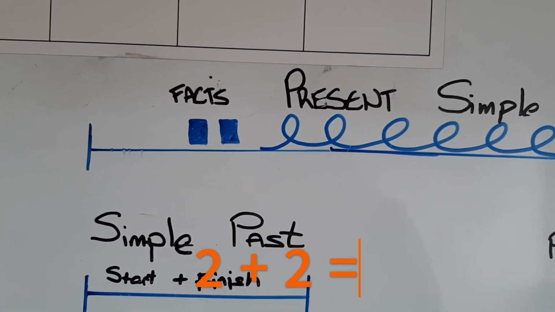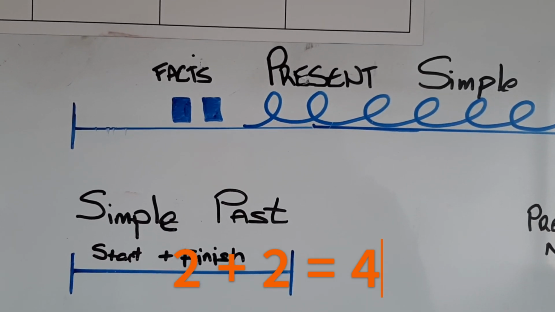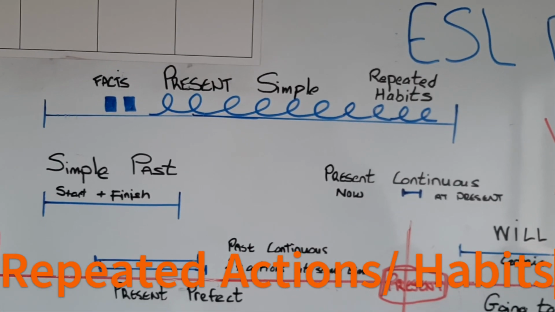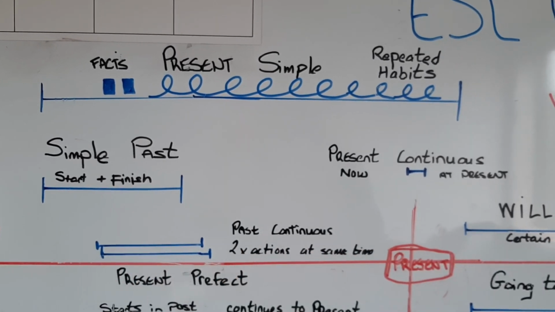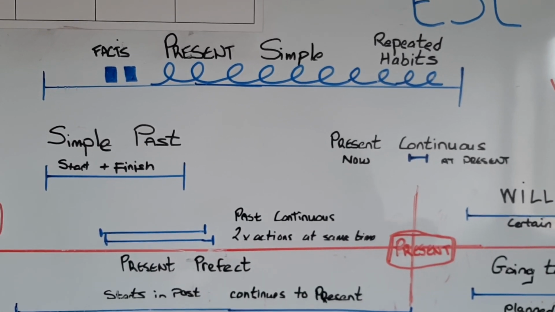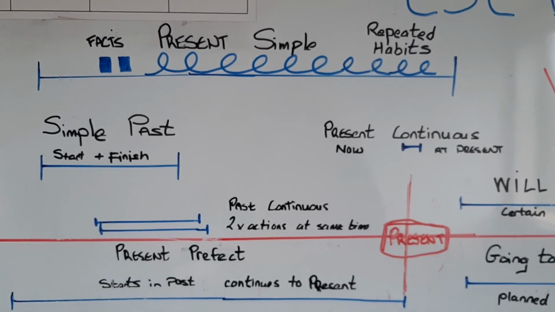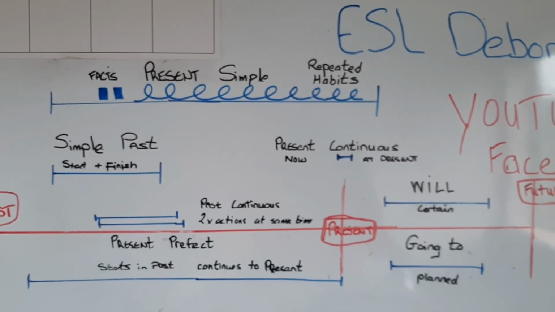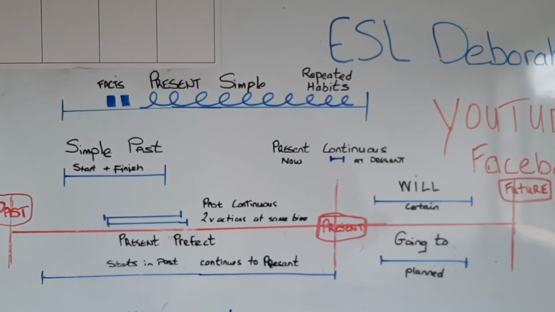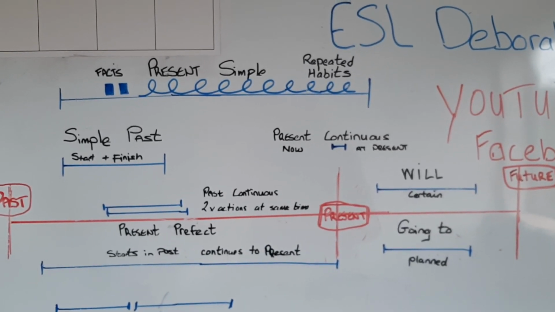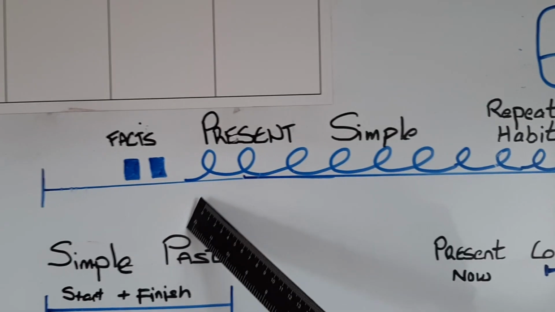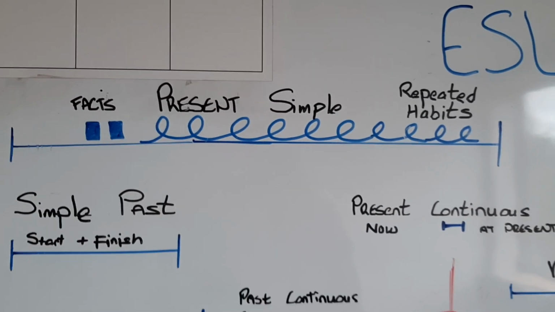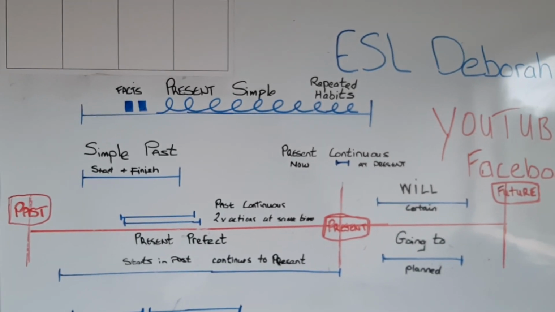2 + 2 = 4. That is a fact. It's unchanging. We also use it for repeated habitual actions. So when you say something like, I go to the office on Mondays, I always eat salad for lunch. These are repeated actions that happen more than one time. Therefore, they don't fit into one specific period of time because they are repeated often. So we have facts, things that never change, and repeated, more than one time actions. That's the simple present tense.